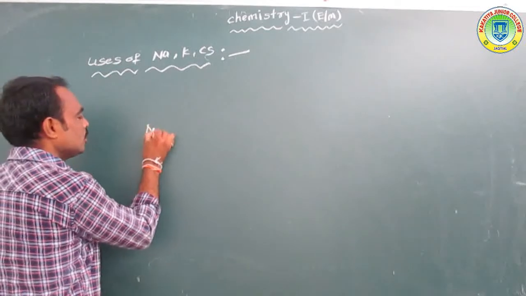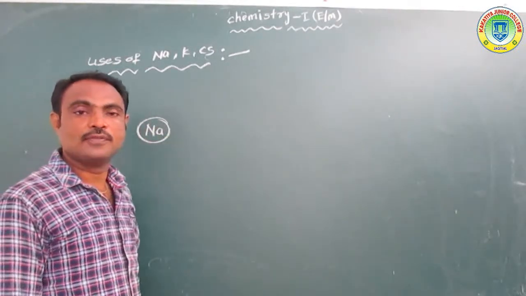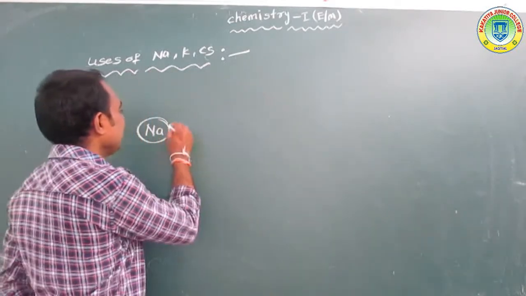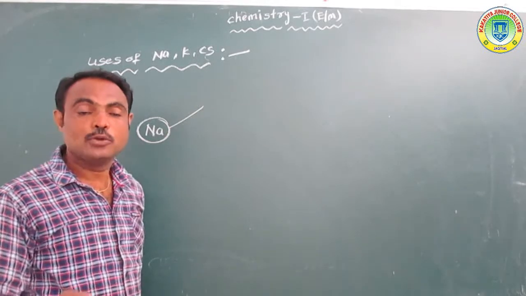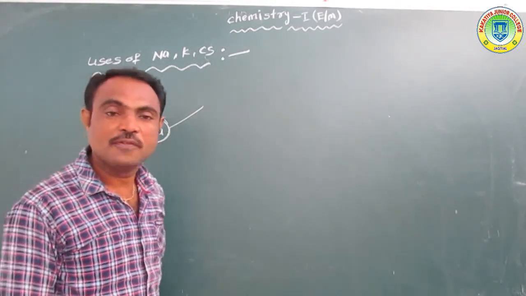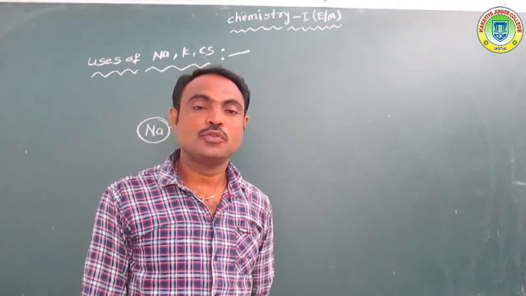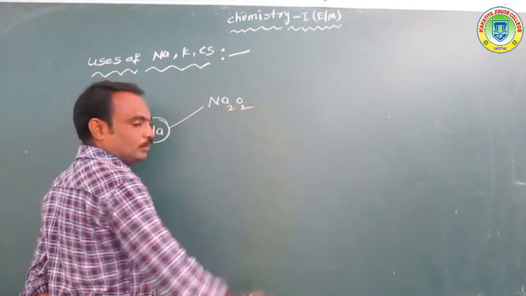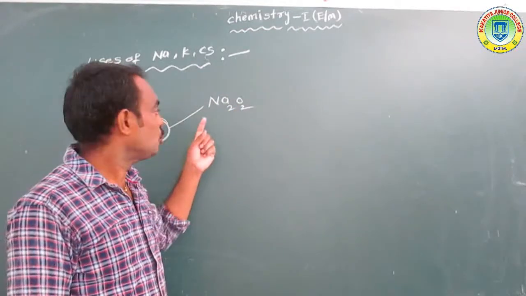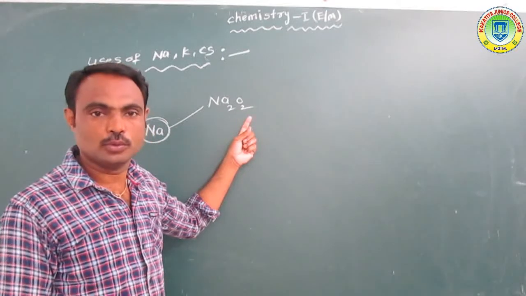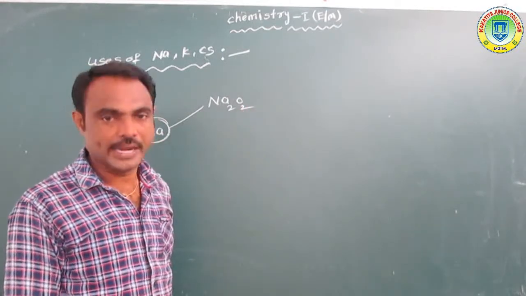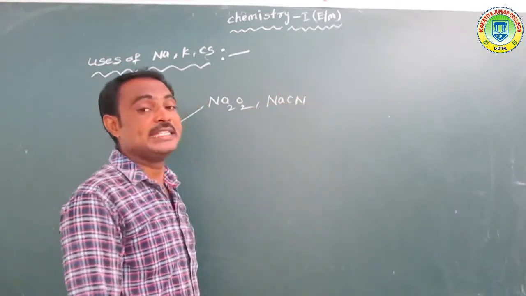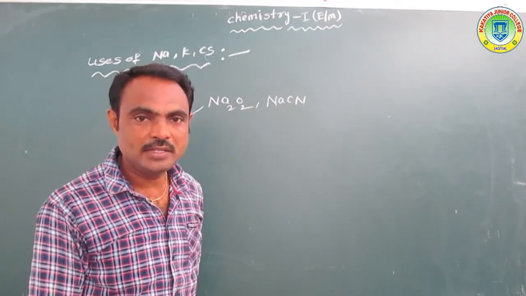Now first, what is the use of sodium metal? Sodium is mainly used for the preparation of a number of compounds. Which type of compounds? First, Na2O2. Sodium metal is used for the preparation of Na2O2, sodium peroxide. Next, it is used for the preparation of NaCN. NaCN means sodium cyanide.